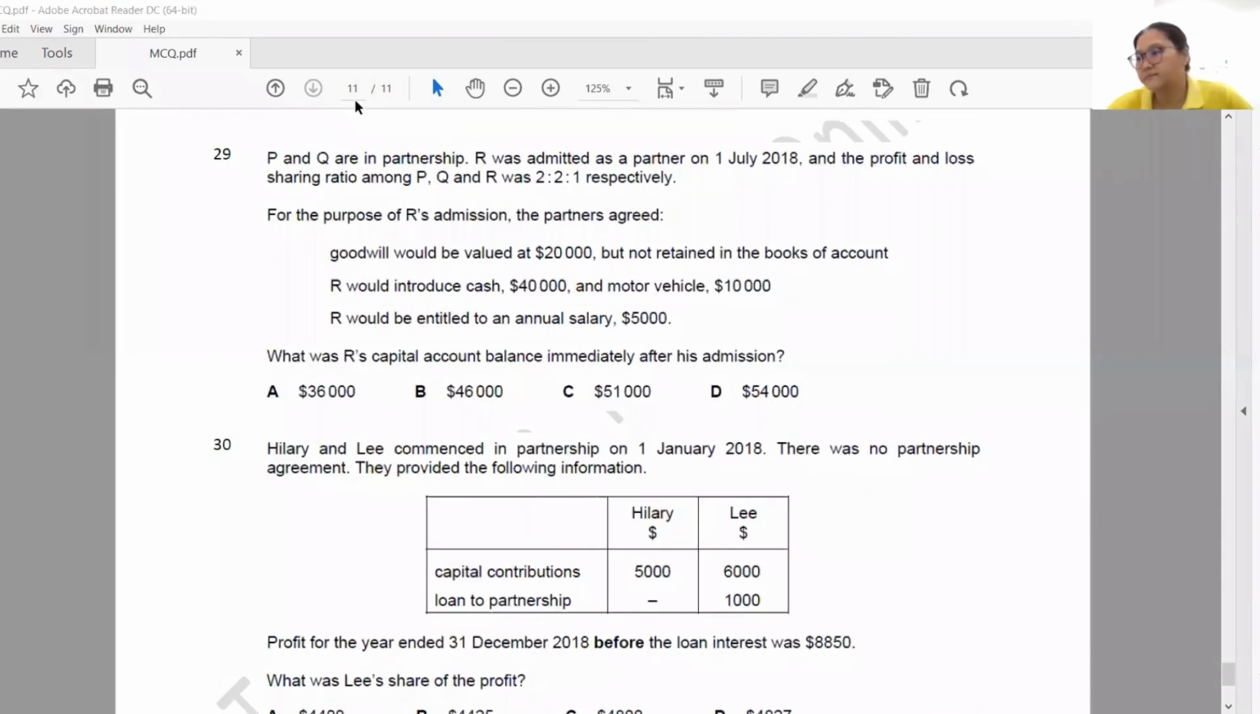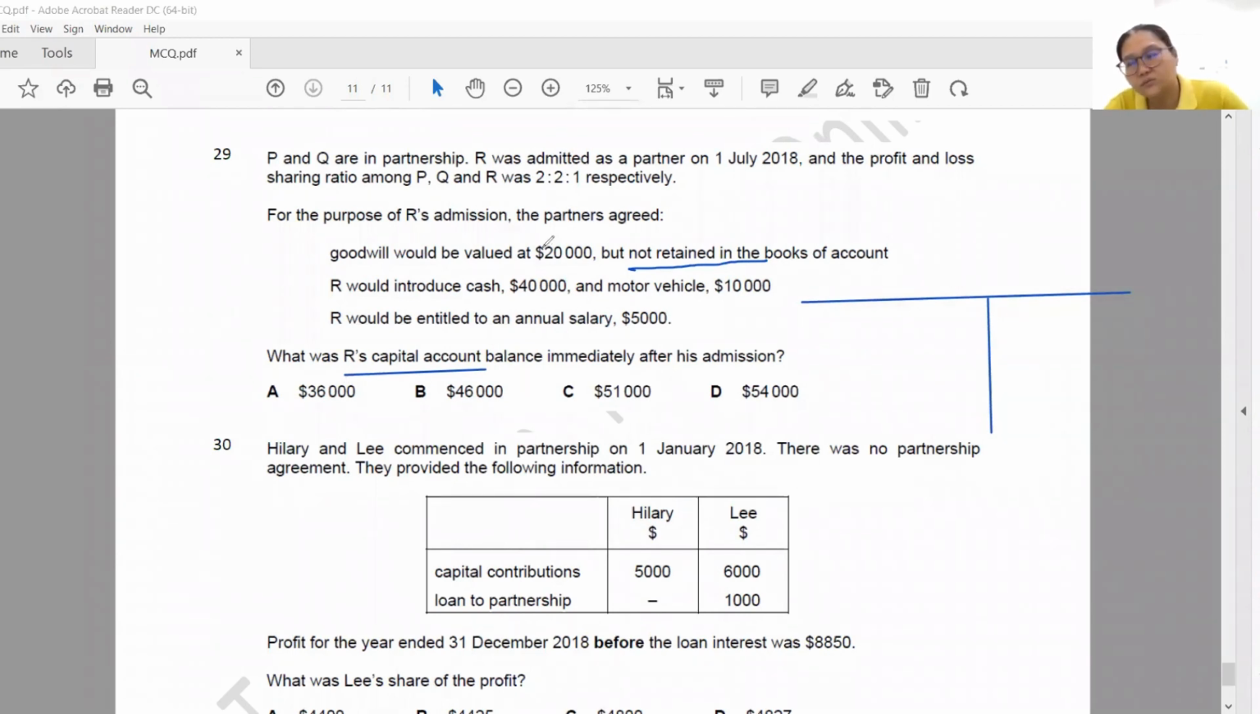Okay, question 29. P and Q are in partnership. R was admitted on 1st July and the profit ratio is 2 and 1. For the purpose of R's admission, the partnership goodwill is valued at 20,000 but not retained in the books. R introduced, okay, let's open the T account. They ask for R's capital account, so we open the T account.